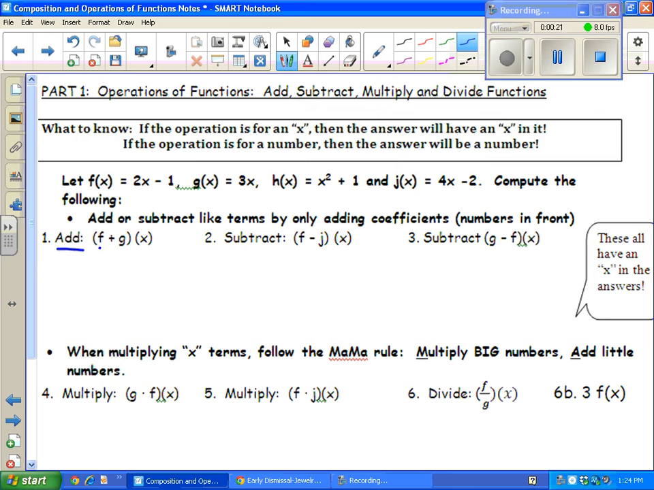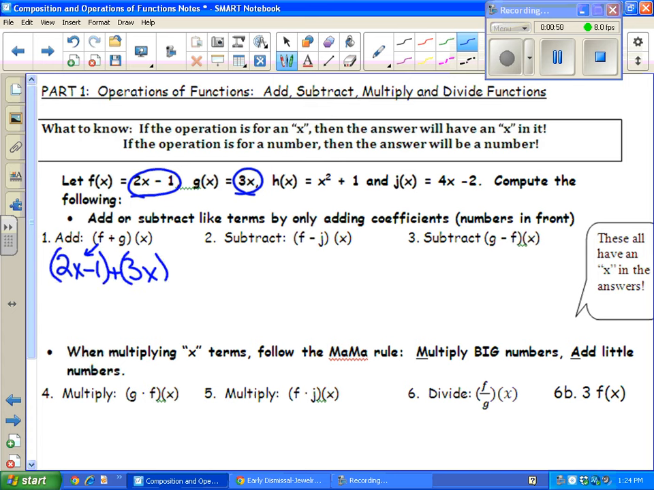Notice it says function f plus function g, and then it's got the x outside, and we could say of x. So you would read that as f plus g of x. And so what we're going to do is basically take the f function, add it to the g function, and we're going to have an x in it. So the f function I'm going to pull is 2x minus 1 because I'm looking up here, and the g function is 3x. I'm going to add 3x.